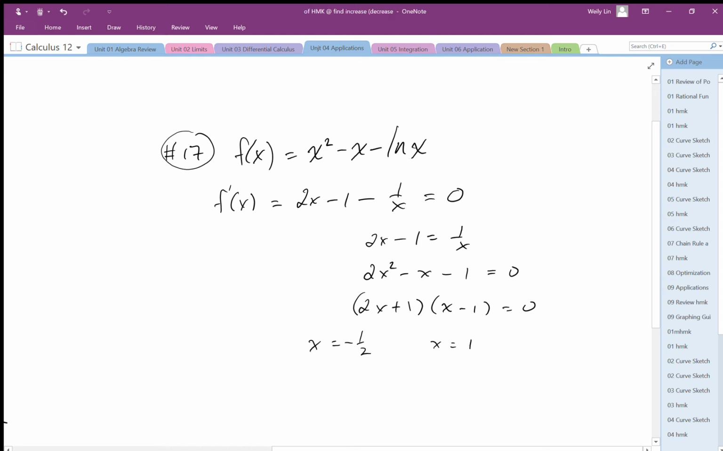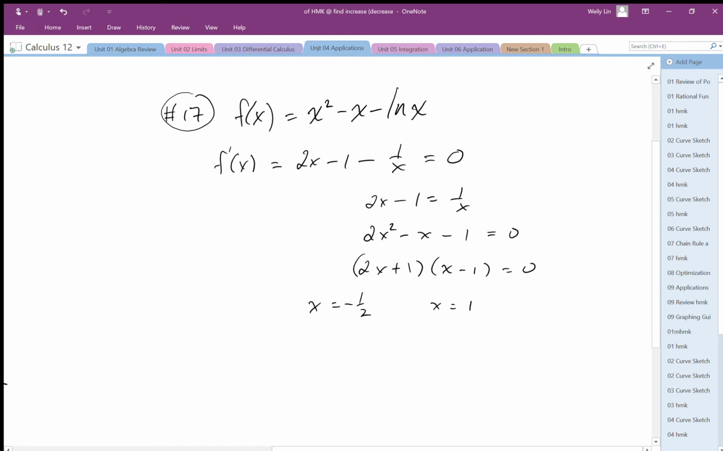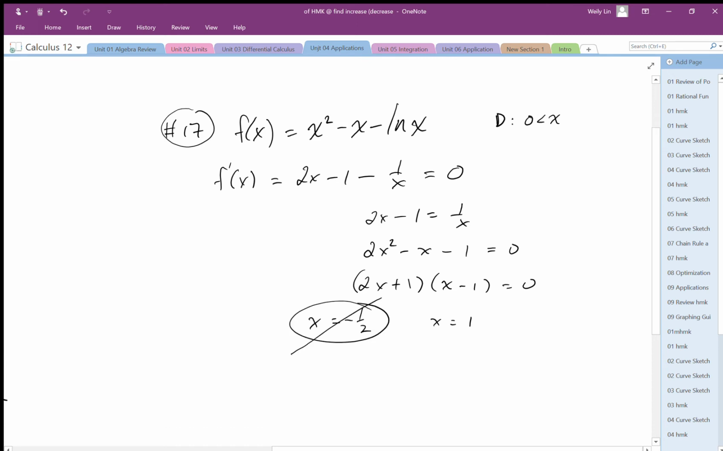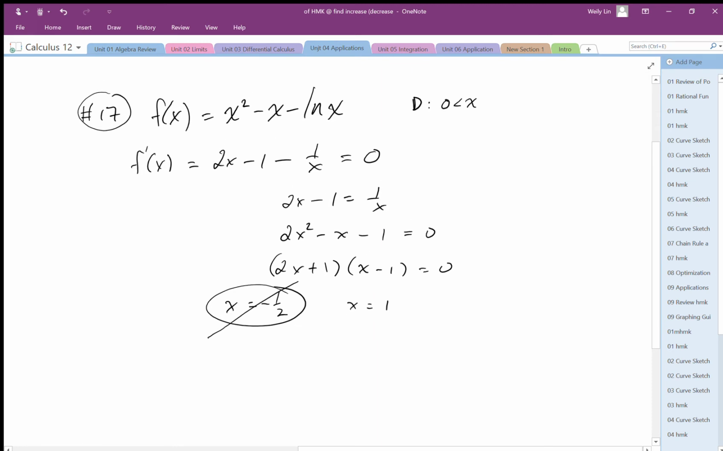Now looking at the domain of this function, log x cannot be negative. Okay, so we know that my domain is going to be x is greater than 0. So we can take this solution and say that that one is not relevant because it doesn't exist. So I'm going to do my slope chart here.